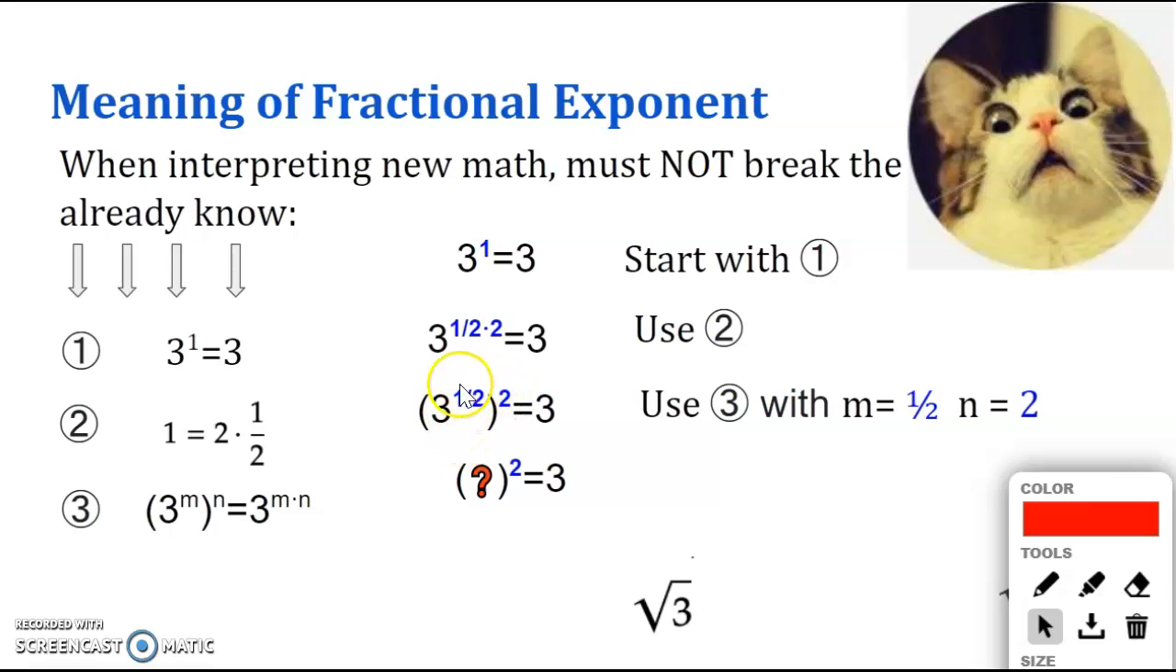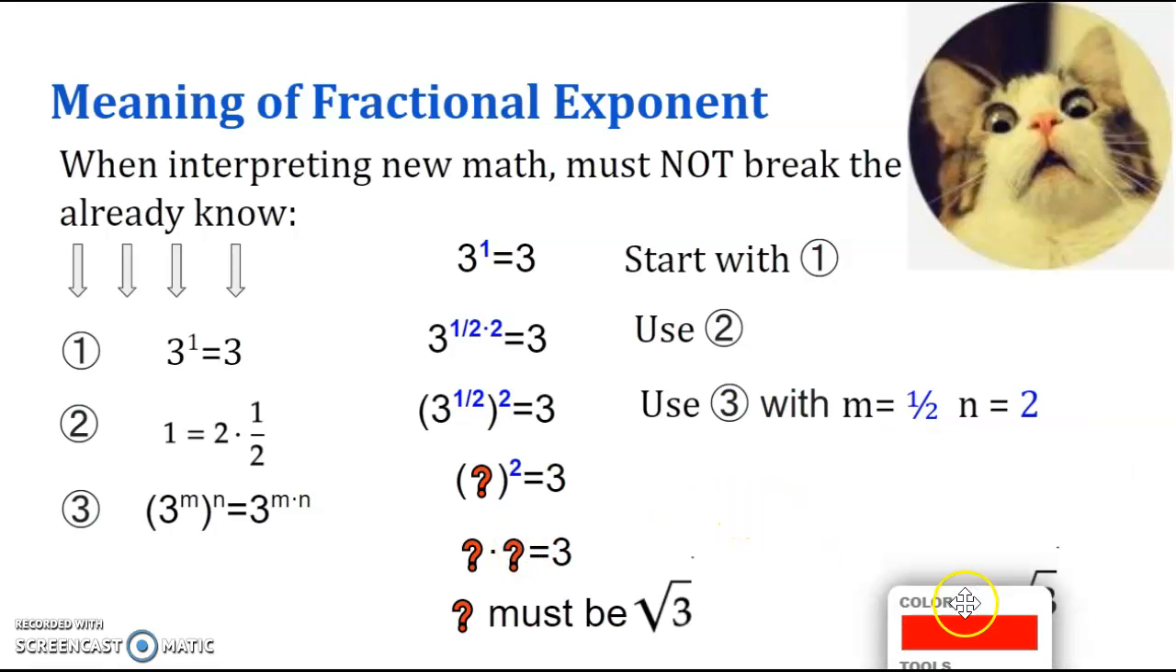Now let's think about what 3 to the power of half is. Whatever that is, squared is going to be 3. That means that something times something is 3. Therefore, that something has to be the square root of 3, because that's the only number where square root of 3 times square root of 3 is going to be 3.